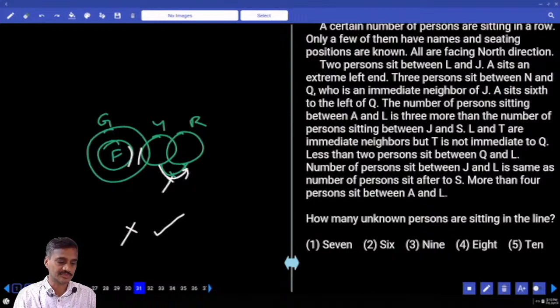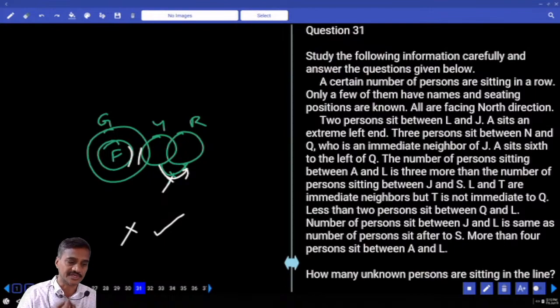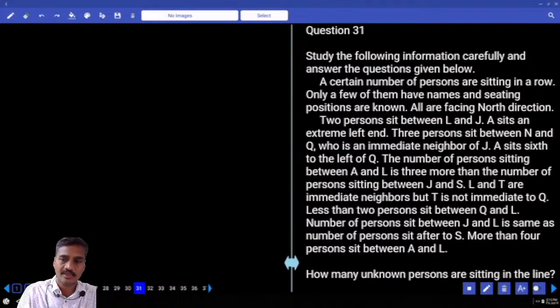Now in question number 31 onwards, 31 to 34, it is based on a certain number of persons. Certain number of persons are sitting in a row. Only a few of them have names and seating positions are known. And all the persons are facing towards north. And two persons between L and J. Now in between L and J, how many people are there?